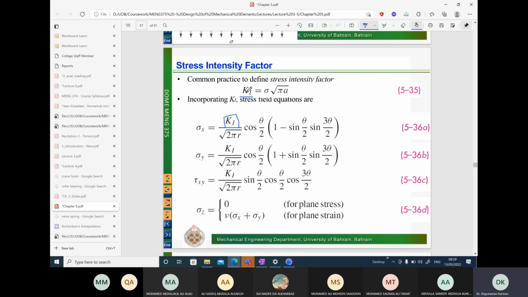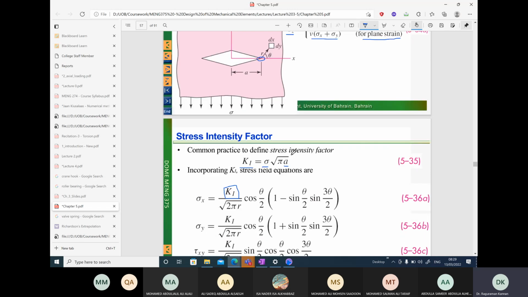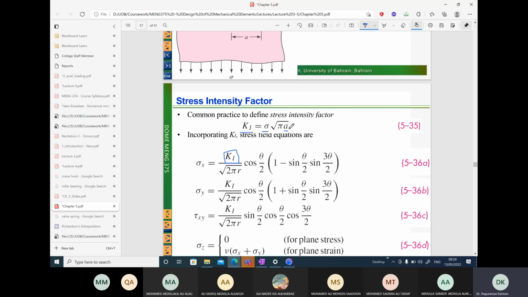So how do we define the stress intensity factor? The stress intensity factor is defined in terms of nominal stress and the crack length. What is A? A is the crack length. You can see here, if this is the shape of the crack, assume half the length of the crack is A, and the length of the crack substituted in meters in this formula gives what is called the stress intensity factor.